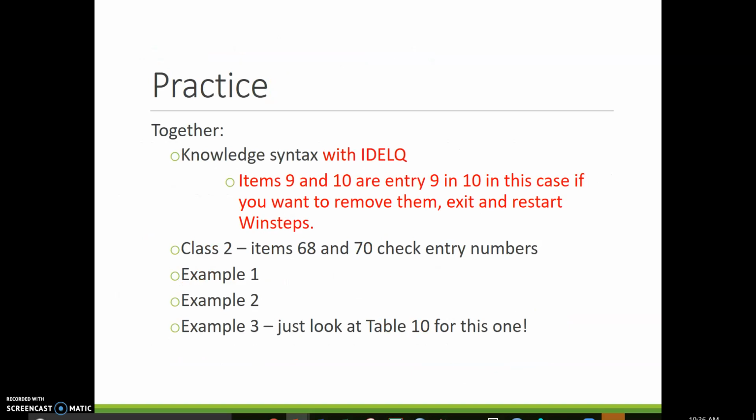So you can practice with the syntax that I gave you and remove items 9 and 10 if you want to try the comparison between those. Otherwise, I want you to open up the syntax, check out Table 10, do some interpretation, and see what you find.